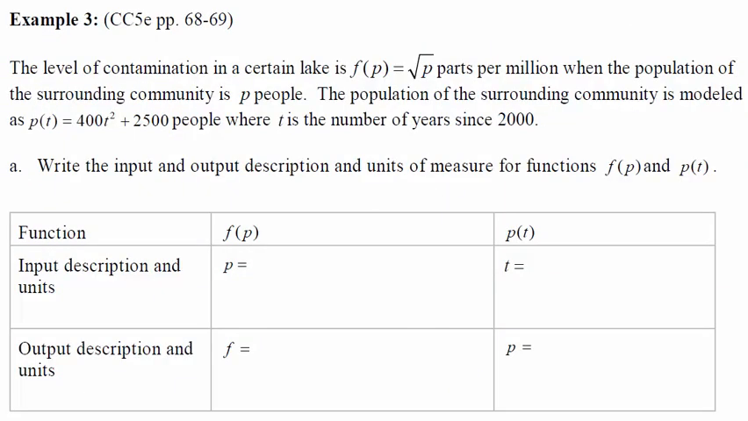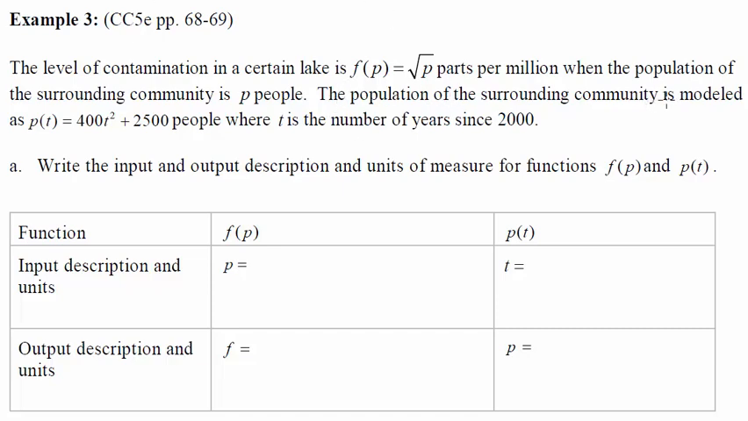In example 3 here, we have one function for the contamination level of a lake, which is just the square root of P. Our units for contamination are parts per million when the population is P people. So I'm going to input the population and the output is the contamination.